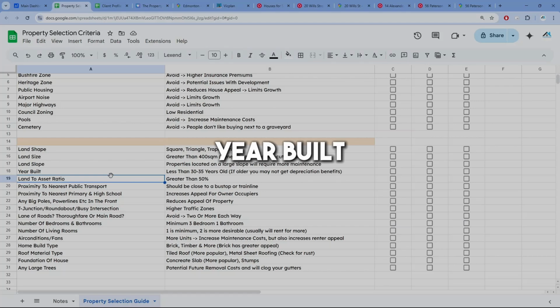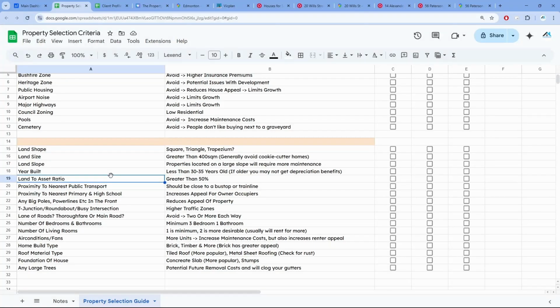We want to be looking at the year built, less than 30 to 35 years, because we want depreciation benefits. If you're not sure what that is, do some Google research, and I'll make a separate video about depreciation as well. But depreciation benefits is something that is very good for us in terms of cash flow.